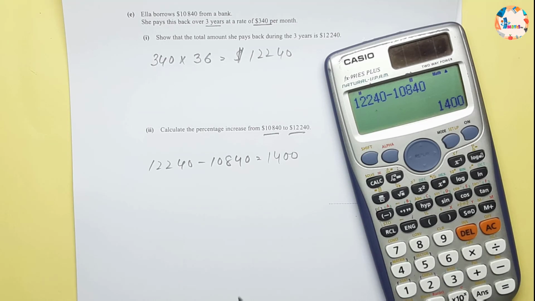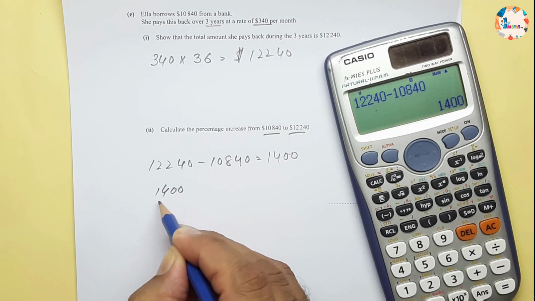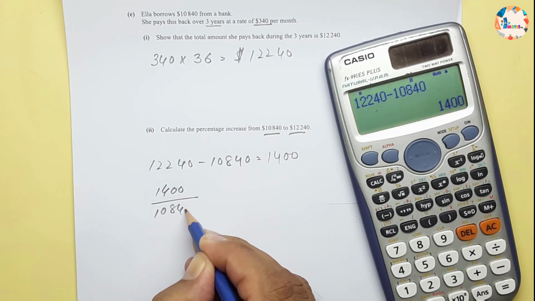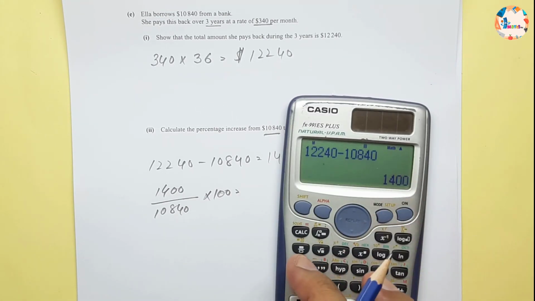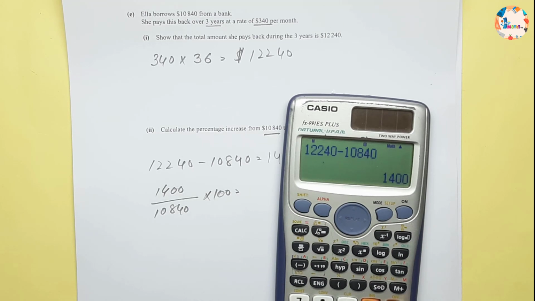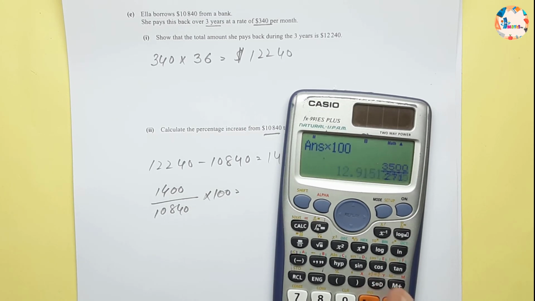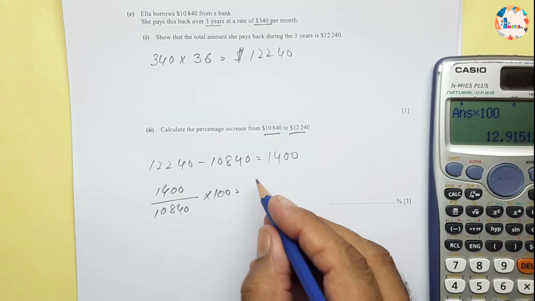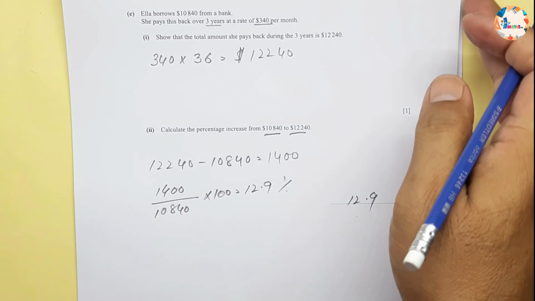Now we have to check this increment is against this value. So to calculate percentage, we'll be dividing by this value. So this amount divided by 10840, multiplied by 100, this will be equal to 12.9. So 12.9%.